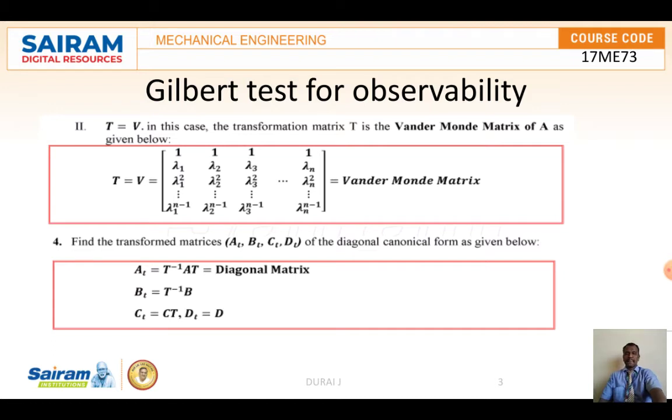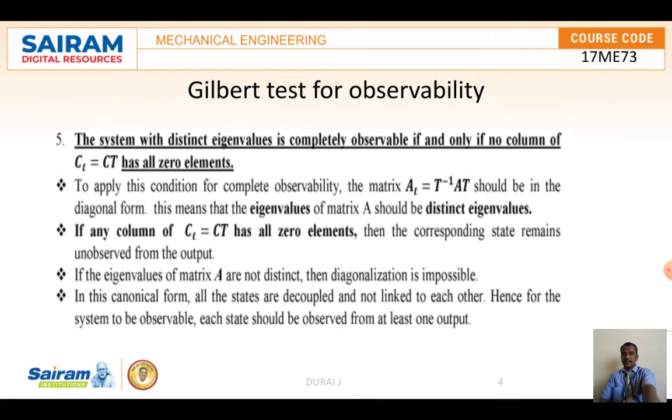Then next step, find the transformed matrices AT, BT, CT, DT of the diagonal canonical form, given below. AT is equal to T inverse A T, which is a diagonal matrix. BT is equal to T inverse B. CT is equal to C T, and DT is equal to D.